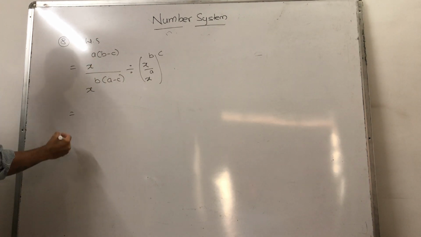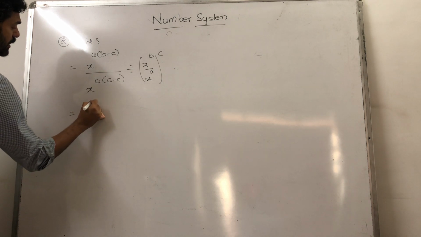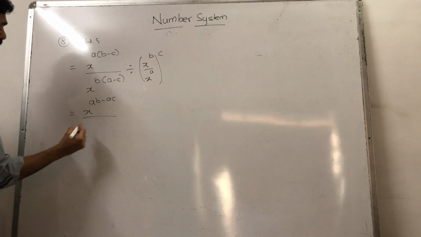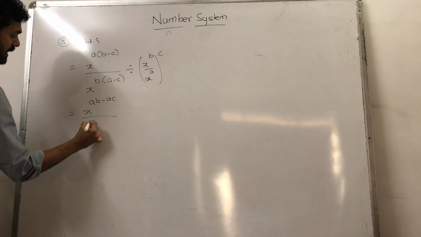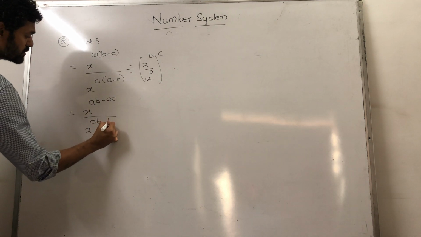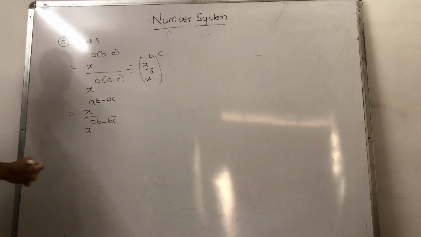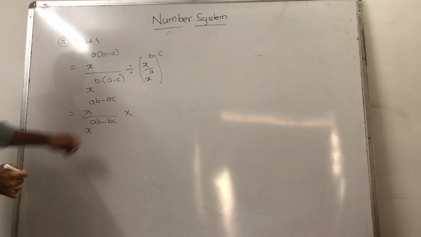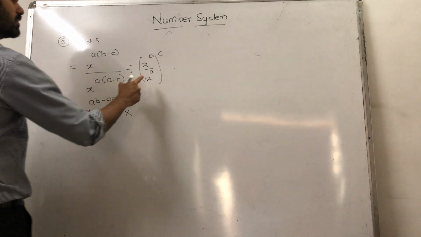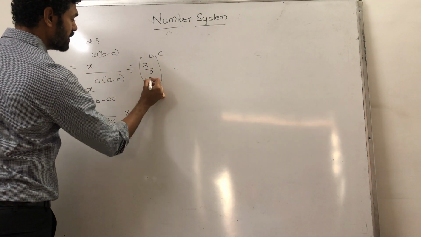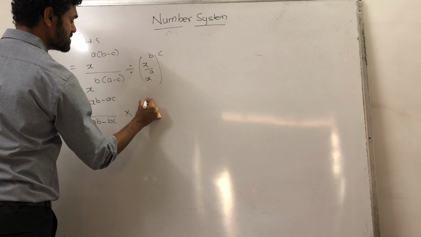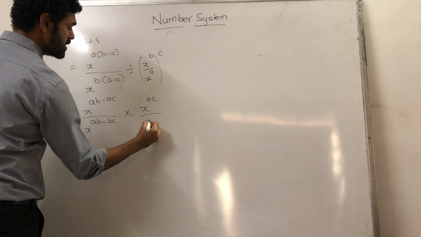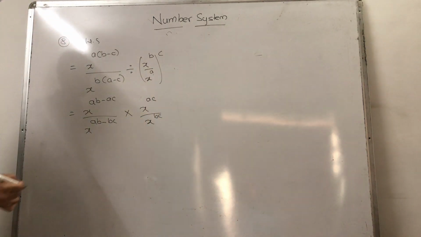We multiply a to the bracket, we get x raised to a into b is ab, a into c is ac. We do the same in the denominator, we get a into b is ab, b into c is bc. Now division, you write multiplication, so it will become reciprocal. The denominator will come to the numerator. Now a into c is ac. The numerator comes to the denominator, b into c is bc.